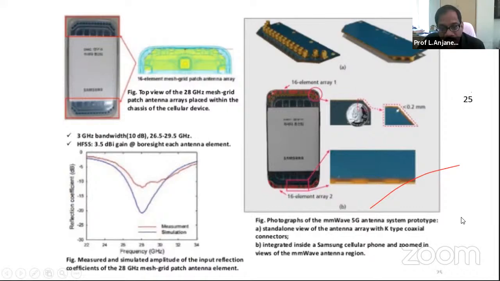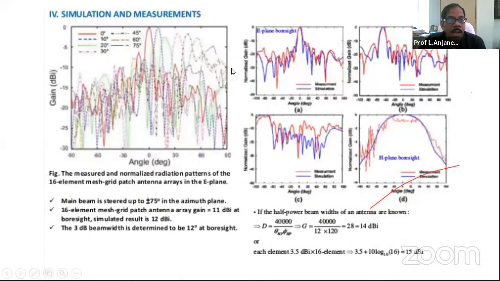Okay, so this is how the future designs will come. And these are some of the characteristics like simulation and practical results. As you see here, they are nearly matching. Of course, I will not go into details of all this, but those who are doing antenna design research, you will be knowing all this. This is angle versus gain, and then angle versus beam width and all that.